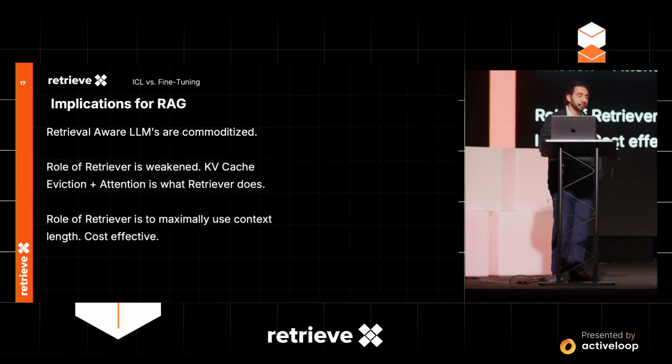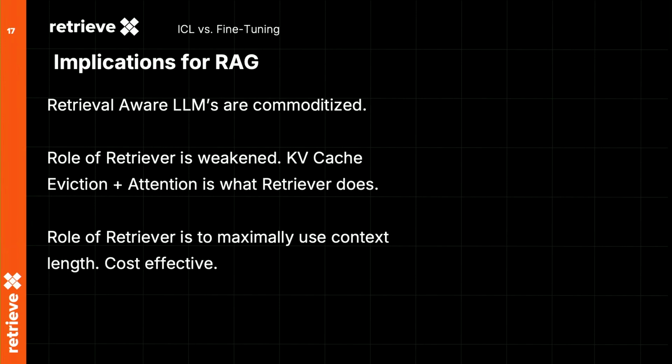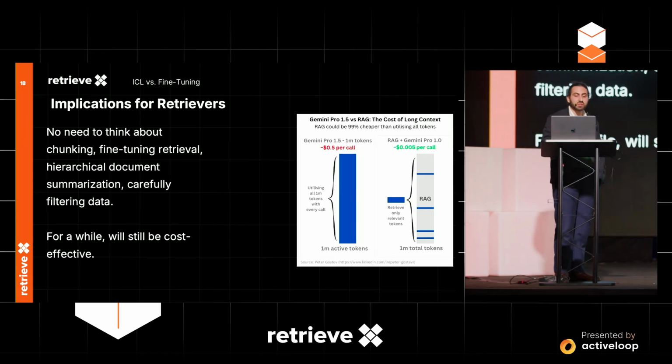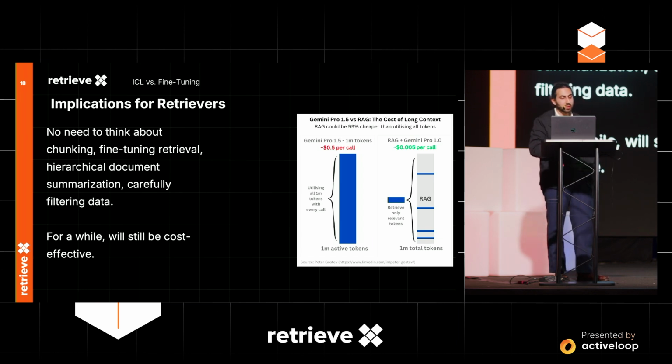Yet, the role of the retriever maintains the same. The goal is still to maximally use context length, and you can continue using separate retrievers to maintain cost effectiveness. A very easy way to look at this is just to look at the Gemini Pro APIs. I think these have gotten cheaper since I screenshotted this, but it's on the order of about the same. You can see that still having separate retrieval models that allow you to cut your context length by about an order of magnitude will save you a non-trivial amount of money.